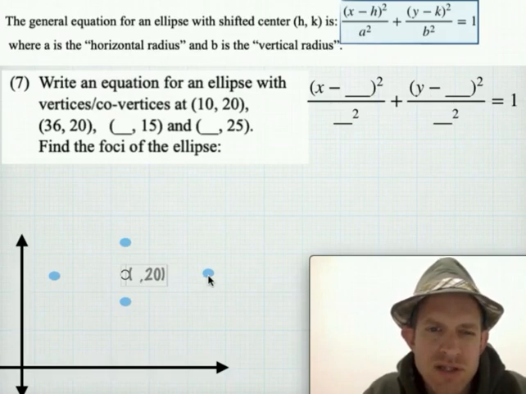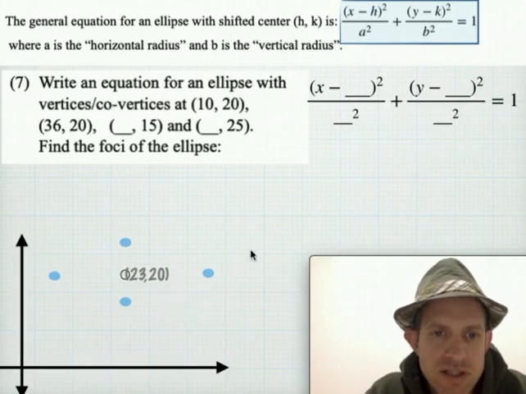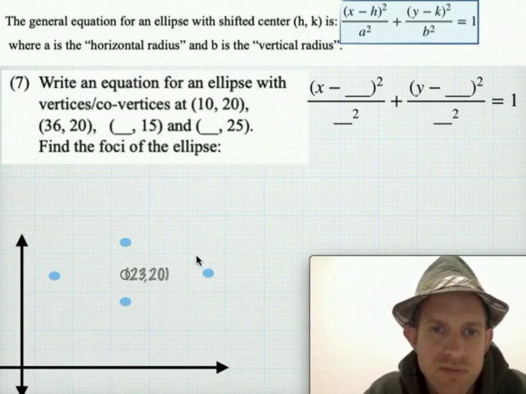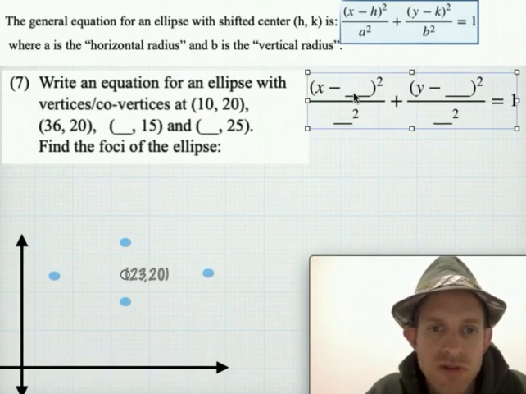What is that, 26 apart, and so that would mean that half of that is 13, and so if I take 10 and add 13 to it, that should put us at 23, 20. So there's our center, 23, 20. Is that right? 10 plus 13 is 23, plus 13 is 36. Okay, yeah. So we can write our equation now, or at least most of it.